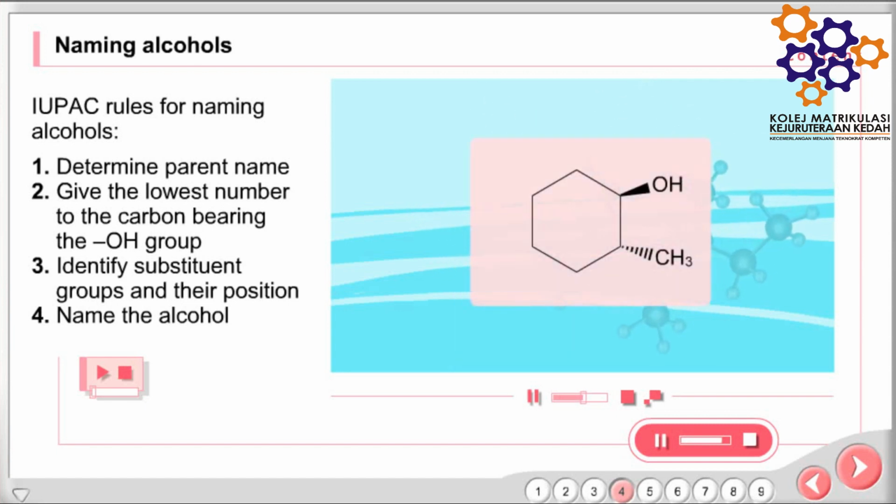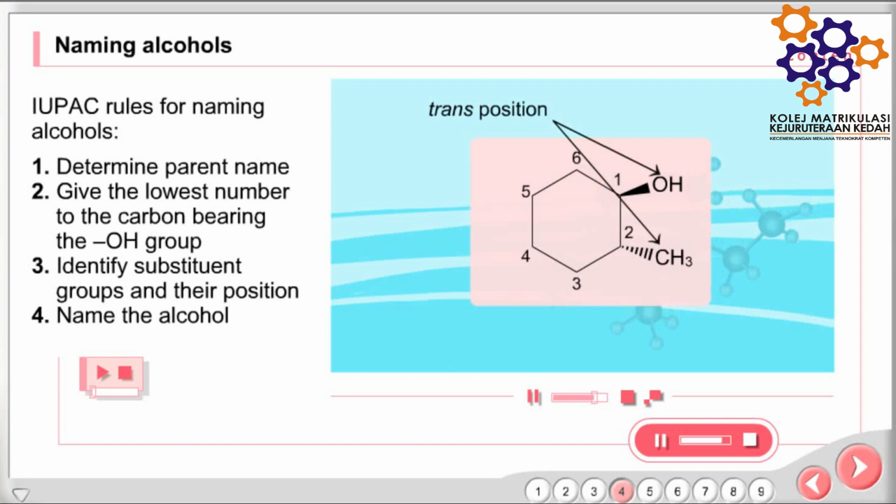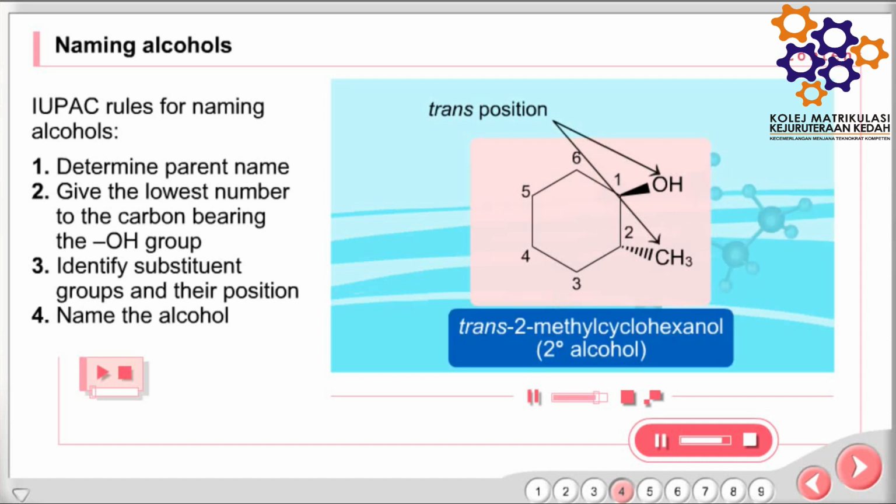This alcohol is a derivative of cyclohexanol, containing a methyl substituent next to the hydroxyl group. In the cyclic alcohols, the number 1 is always attributed to the carbon bearing the OH group. Therefore, it is not shown in the name of the compound. Since the hydroxyl and methyl substituents are in a trans position, the alcohol is trans-2-methylcyclohexanol, and it is a secondary alcohol.